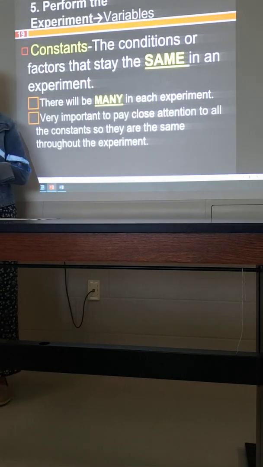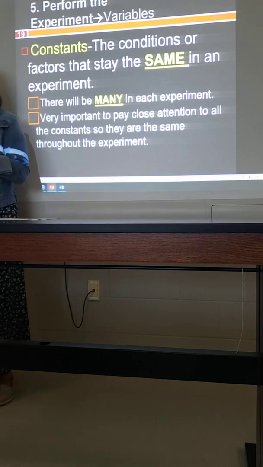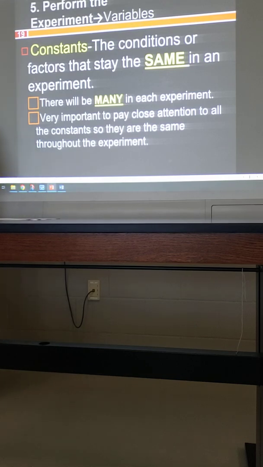Super important that you pay close attention to all of these. If you accidentally change something and you didn't mean to, that might be the effect that you see, not the independent variable that caused the effect, but what you accidentally changed because you didn't keep it the same throughout the whole experiment.